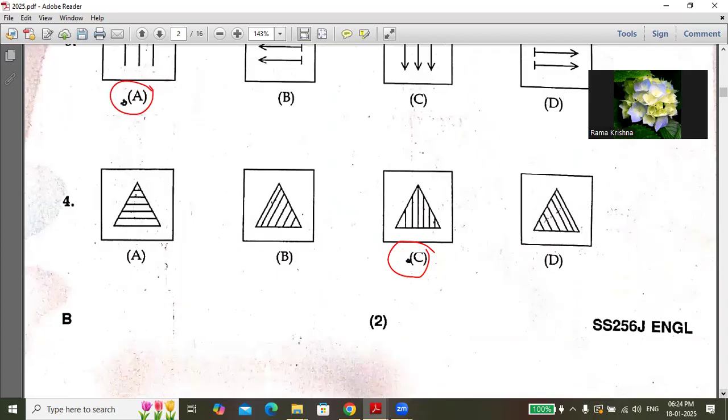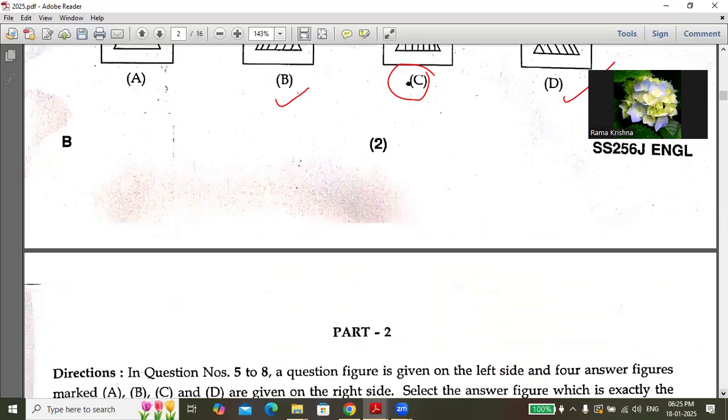Next, the fourth one. When you see this question, C is the correct answer because in A, B, D the lines are drawn horizontally. When you rotate the B figure anti-clockwise, you will get horizontal lines. When you rotate the D figure clockwise, you will get horizontal lines. But here these are vertical lines, so C is the correct answer.